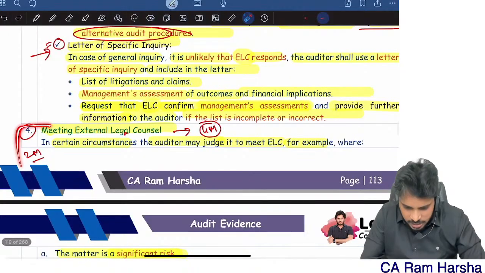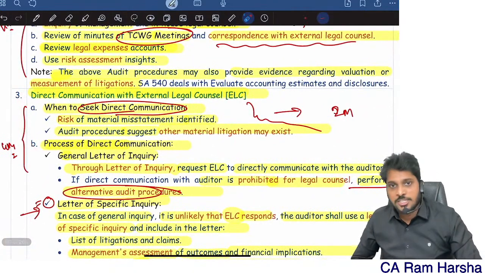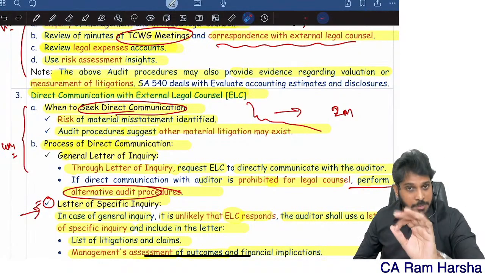This was asked in one of the attempts. You can go and check in the question bank we gave. So be careful.